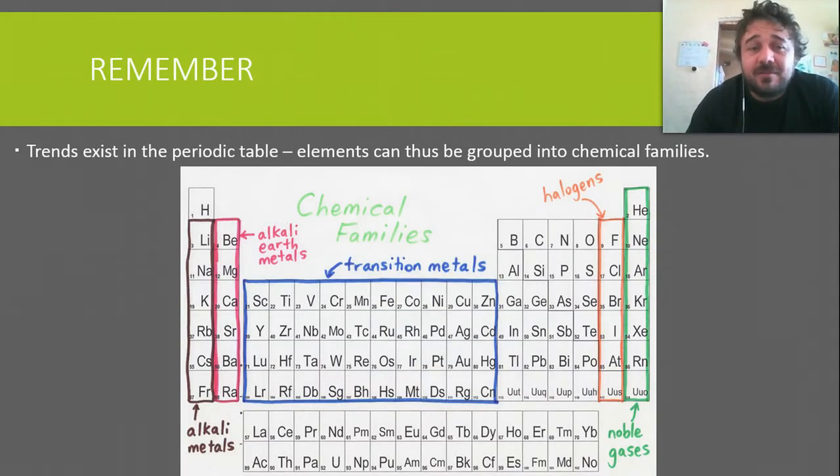Now you need to remember that trends exist in the periodic table, and because of this, elements can be grouped together in chemical families. And this is all because of the trends that exist there.